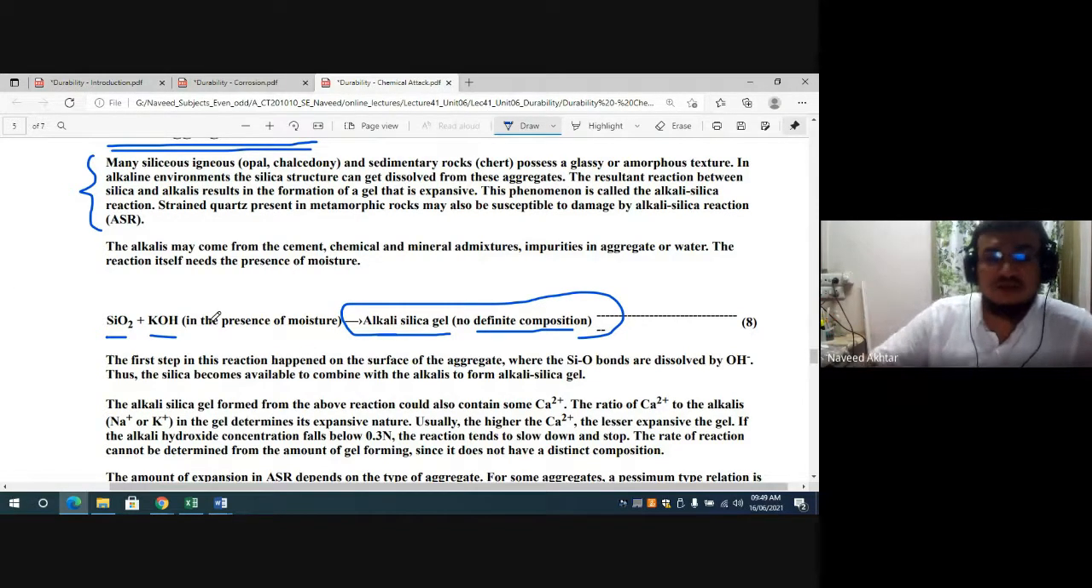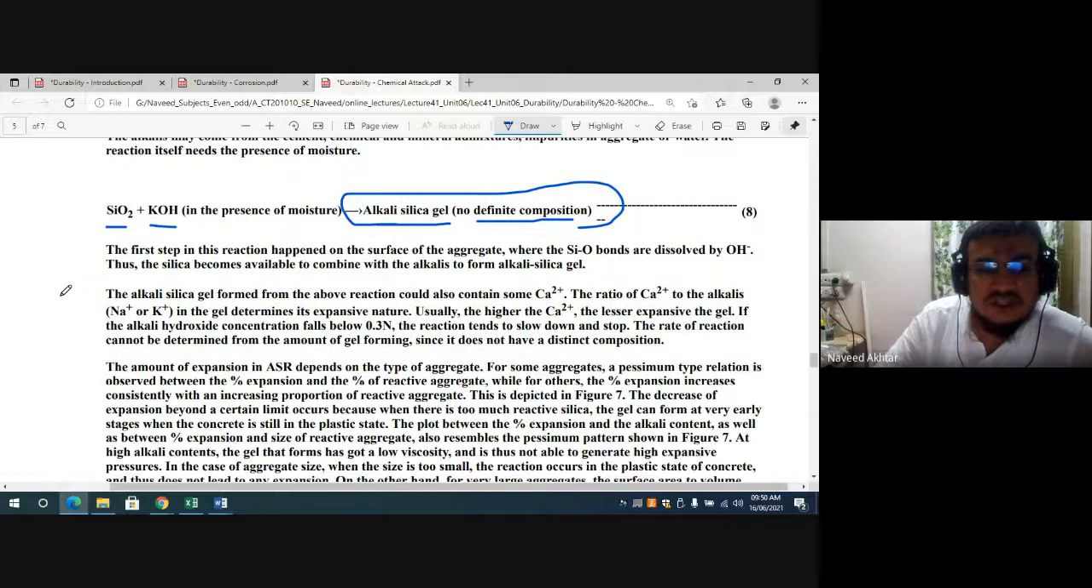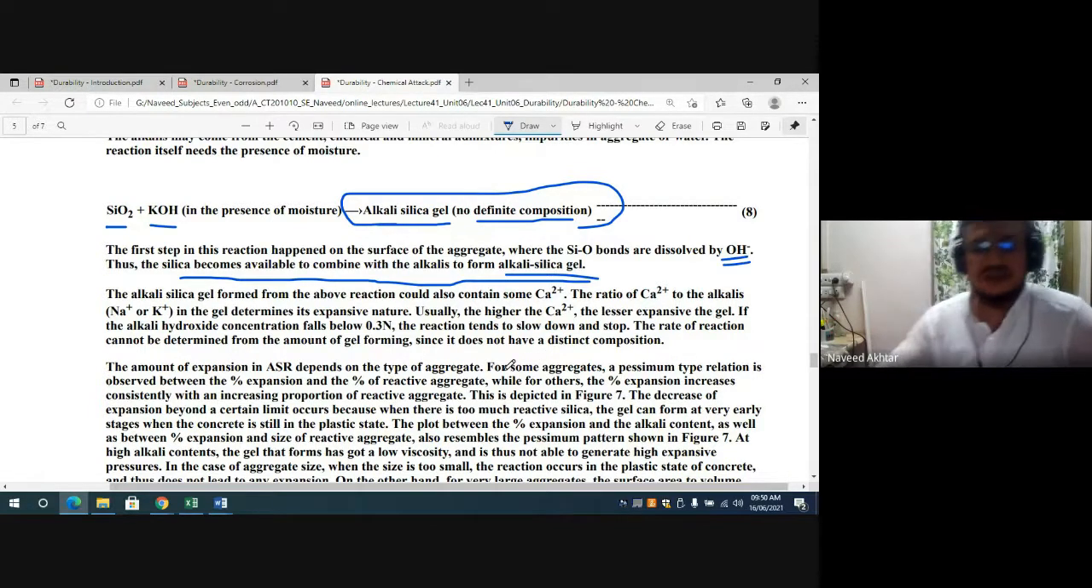So alkali may come from the cement, chemical and mineral admixtures, impurities in the aggregate or in the water, and the reaction itself needs the presence of moisture. In the first step, this reaction happens on the surface of the aggregate, where Si-O bonds are dissolved by OH minus ion. Thus, the silica becomes available to combine with alkali to form alkali silica gel, and that is harmful for the concrete, and that is called the alkali silica reaction.